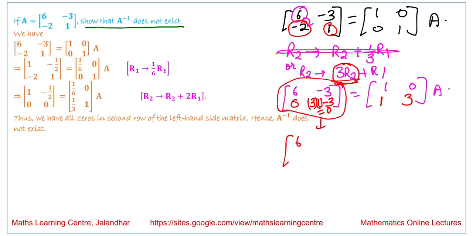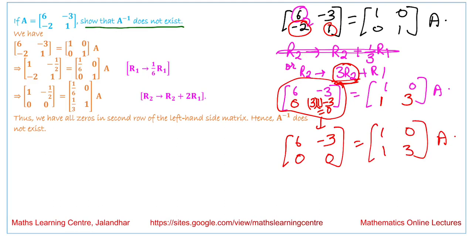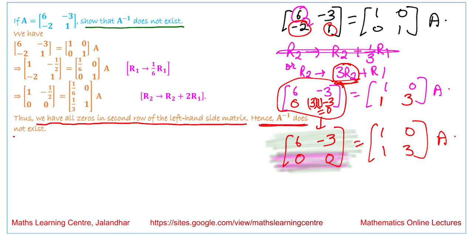It is 6, minus 3, 0, 0, that is equal to 1 0 1 3 into A. Now it is clear that we can never make this matrix the identity matrix, because this second row we are talking about, both the elements are 0. So we have all zeros in the second row of the left hand side matrix. So we are saying that A inverse does not exist.